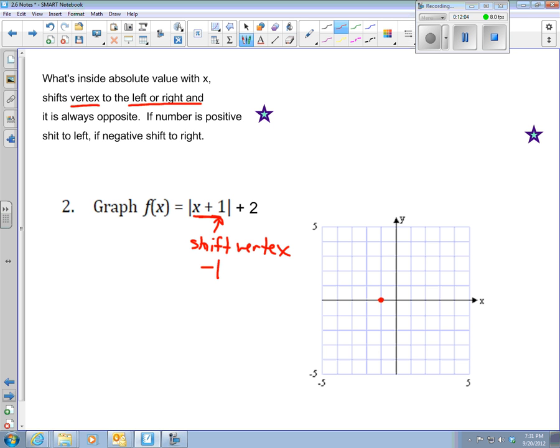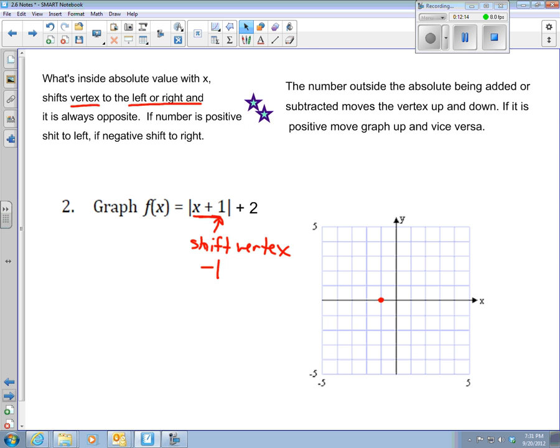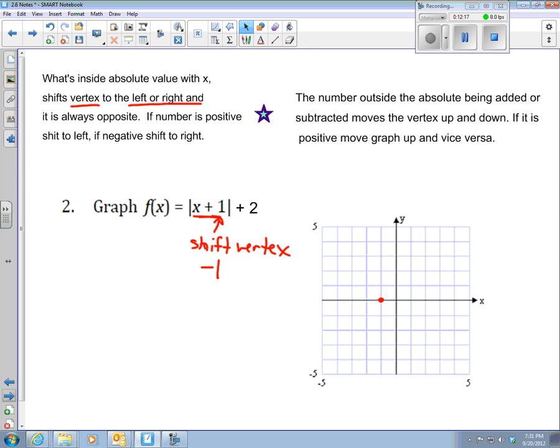So if the number is positive, shift to the left. If it's negative, you shift to the right. Well, the 1 tells us it's positive. We shift the opposite, and that's to the left. Okay, the next one here. The number outside the absolute value being added or subtracted. Okay, that's this one right here. The plus 2 on the outside of the absolute value moves the vertex up and down. If it's positive, move graph up, and then vice versa. So it is positive 2, and you do the same thing here. So we're going to move vertex up 2 units.